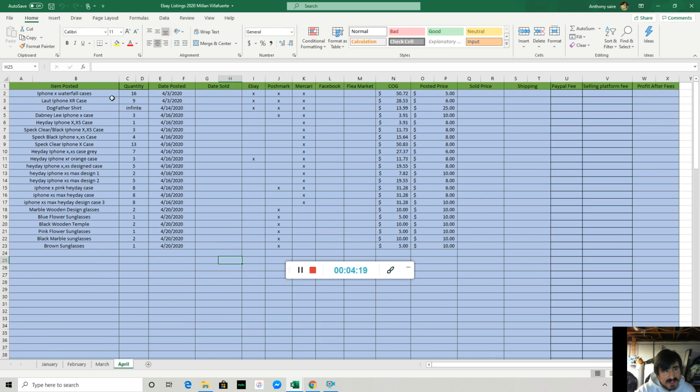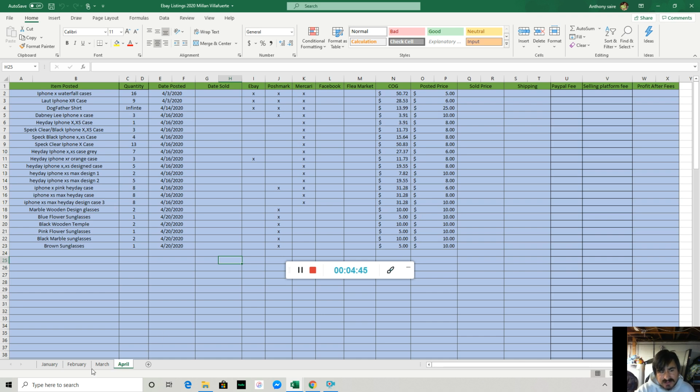So, for example, I have those iPhone waterfall cases. I have multiple items here. What I do is I take the initial cost and multiply it by the quantity, and I put it on my cost of goods sold and my posted price. What I like to do with it is I leave the cost of goods sold in that very month that I post it. I don't transfer it over.